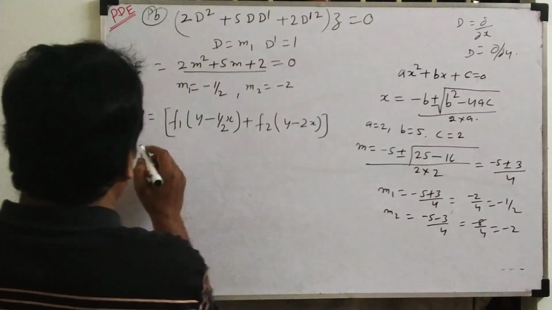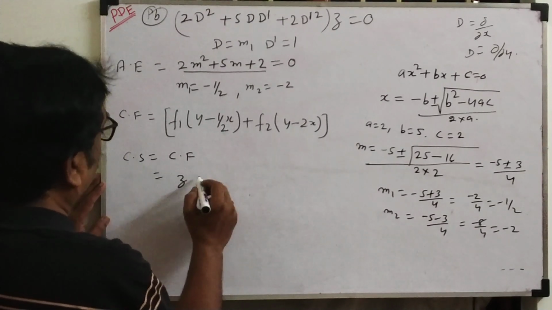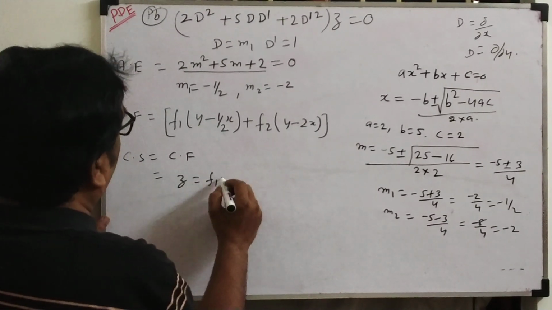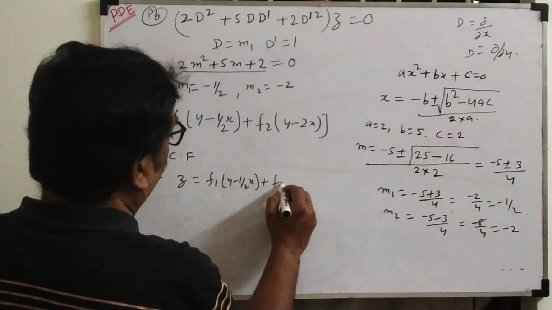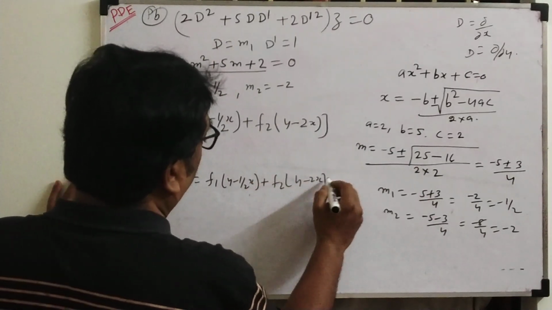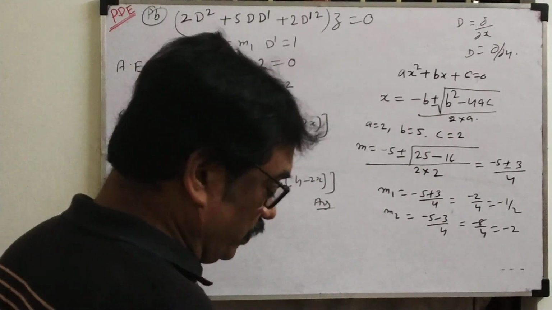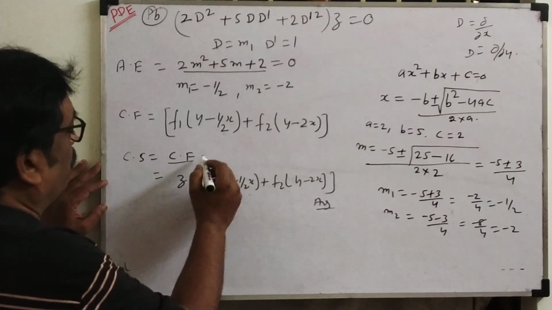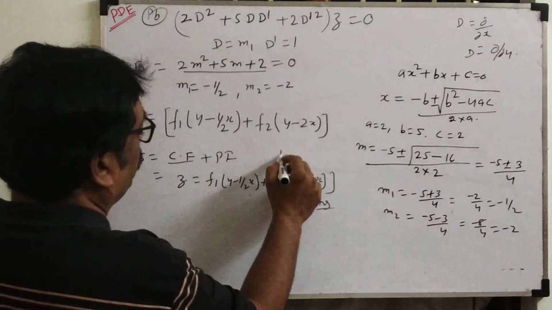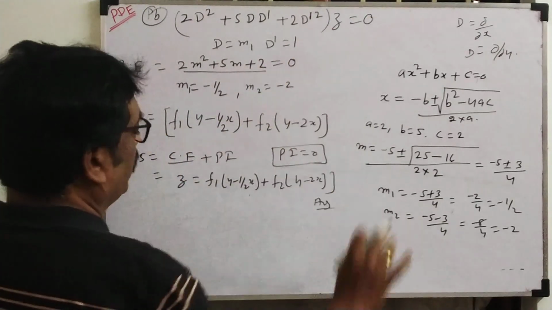Now, on the right side, there is no term. So the complete solution is equal to the CF. You can write z equals f1(y minus 1 by 2 x) plus f2(y minus 2x). This is the solution, the answer for this particular problem. The complete solution is nothing but CF plus PI. Here PI equals 0 because there is no right side term.